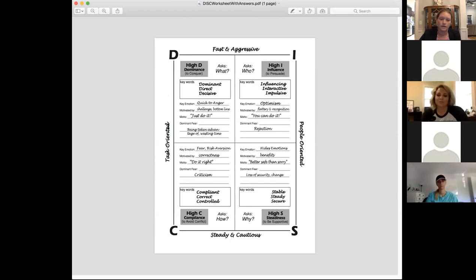Now, over here on the left-hand side, your D's and C's are going to be very task-oriented. They like to get stuff done. Now, it's just the speed at which they go. And on the right-hand side, you have people-oriented.